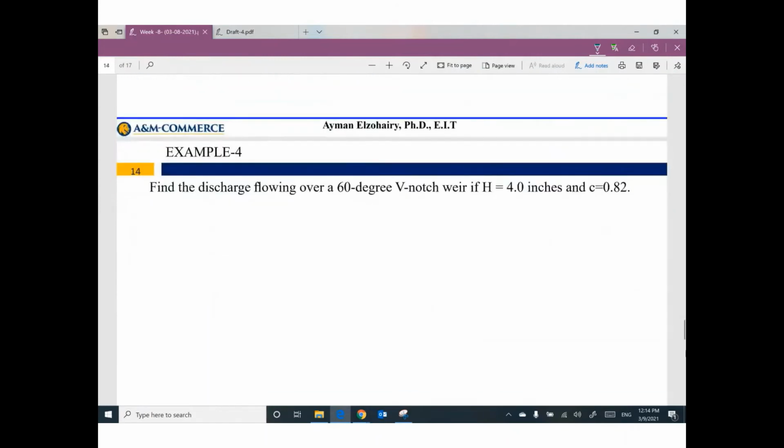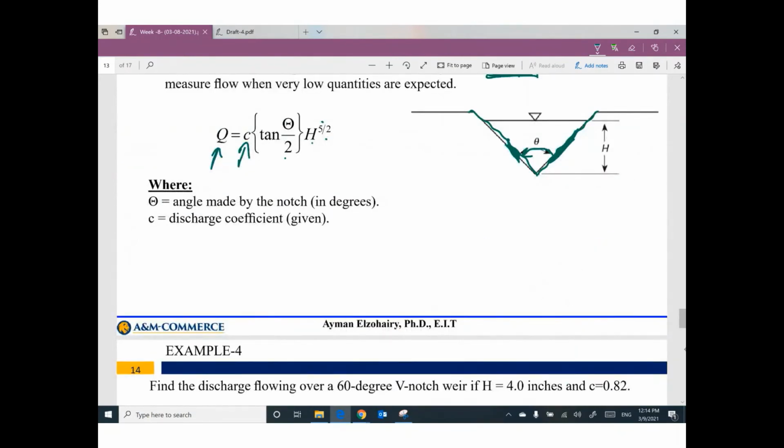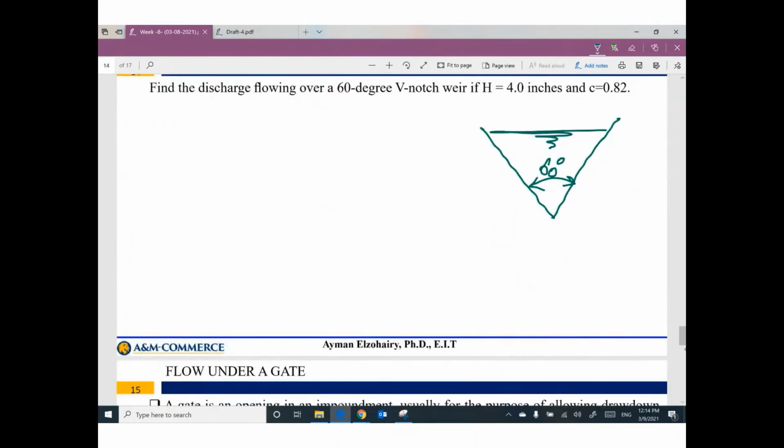We have an example here. Find the discharge flowing over a 60 degree V notch. So this V notch has angle here 60 degree, and we have water. The H, I forgot something here. H is the total height of water above the vertex of the triangle. This is the H. So H is given here. This total height H equals 4 inch, and the discharge coefficient equals 0.82.